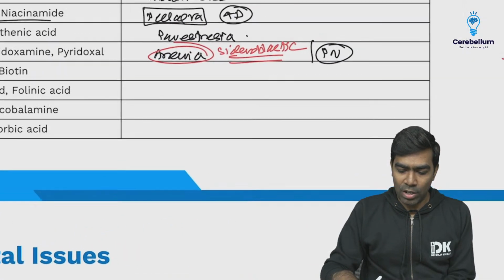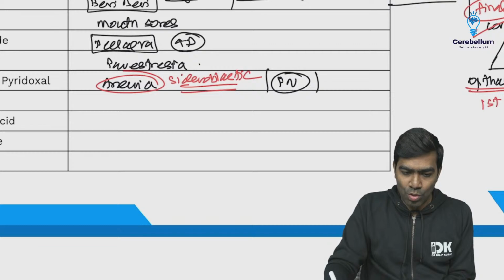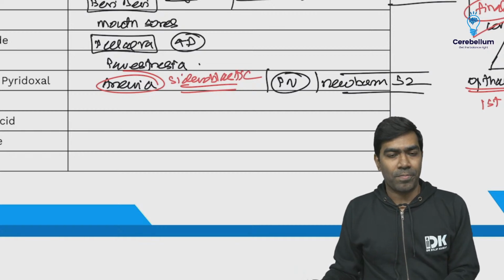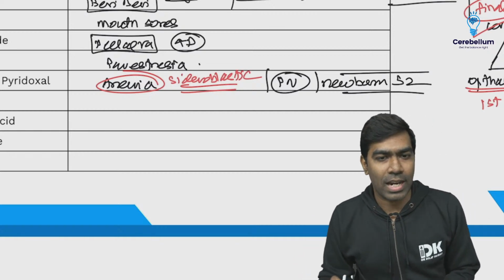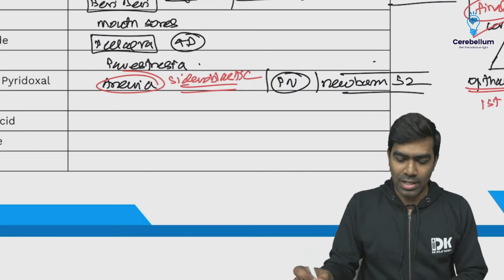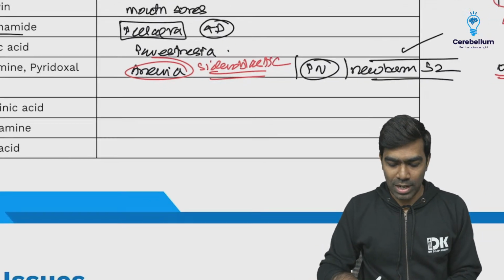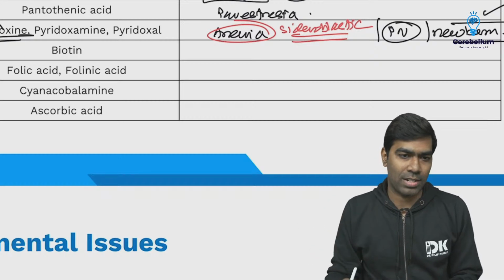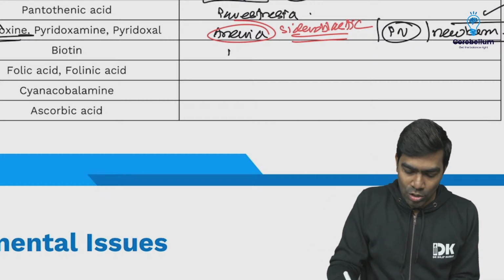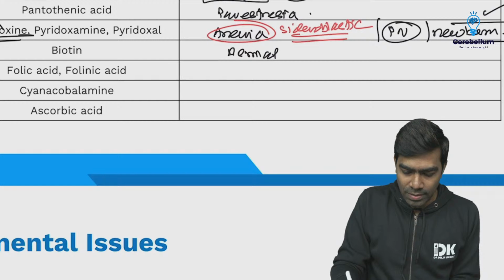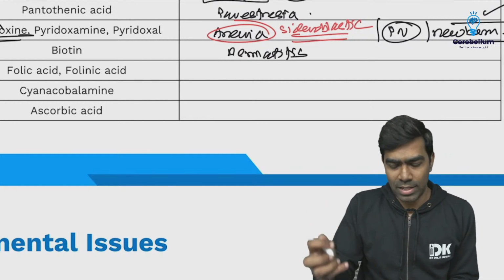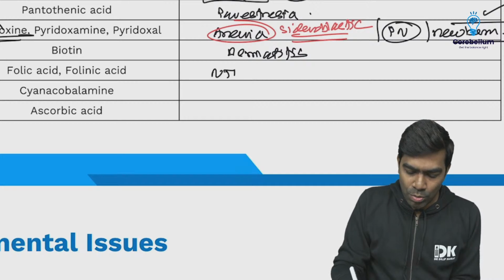And remember, pyridoxine deficiency is an important cause of neonatal seizures as well. In newborn children, pyridoxine deficiency can result in refractory seizures. That is the reason why many neonatologists use pyridoxine as an empirical treatment in neonates who are having refractory seizures. Biotin deficiency also produces dermatitis only.